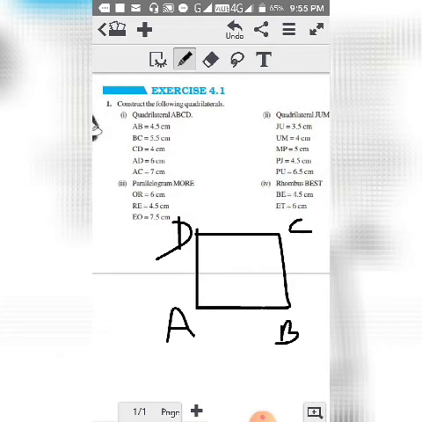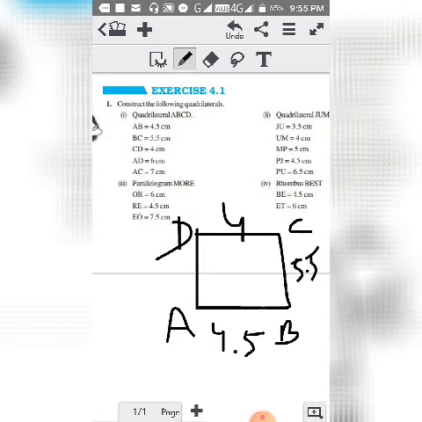It is given AB is equal to 4.5. So in the rough figure you just write down the measurements. AB is given 4.5, BC is given 5.5, then CD is given 4. So I am reading the question and I keep on writing the numbers. AD is equal to 6. Then it is given AC is equal to 7. So this AC is 7 centimeter. So our rough figure is ready.